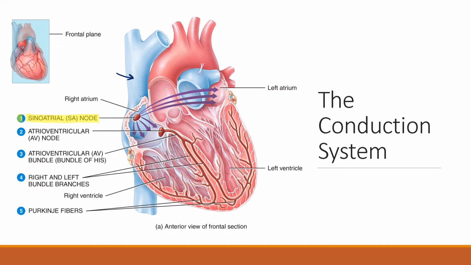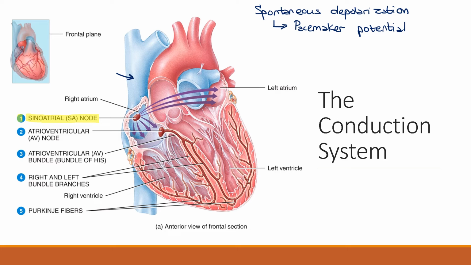Now, sinoatrial node cells do not have a stable resting potential. Rather, they repeatedly depolarize to threshold spontaneously. This spontaneous depolarization is known as the pacemaker potential. Now, when the pacemaker potential reaches threshold, kind of like we saw in that other picture on the last slide, it's going to trigger an action potential.